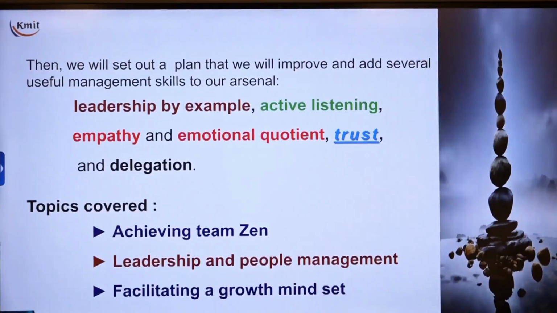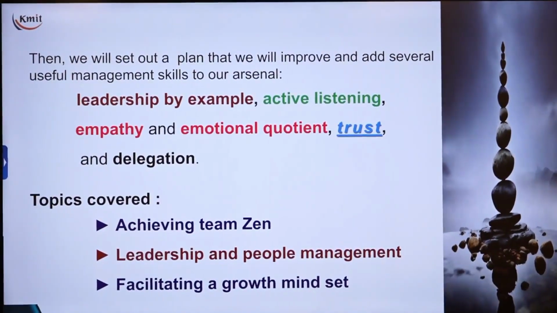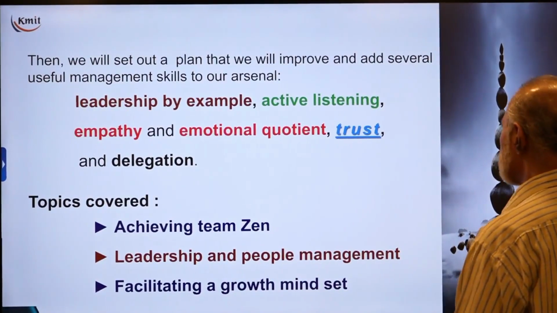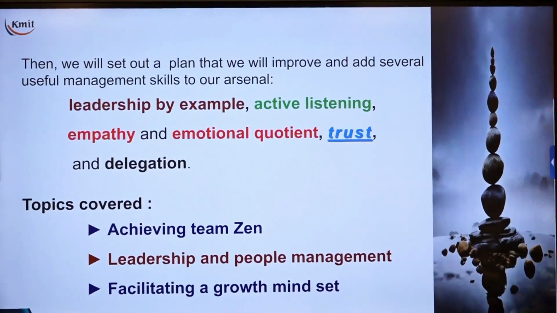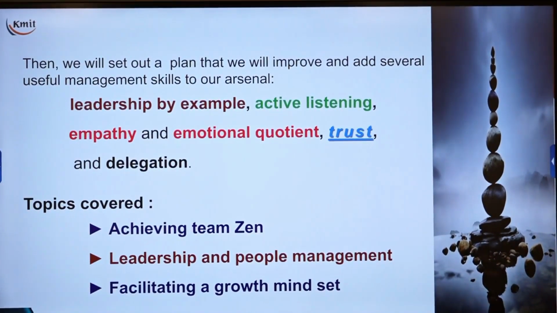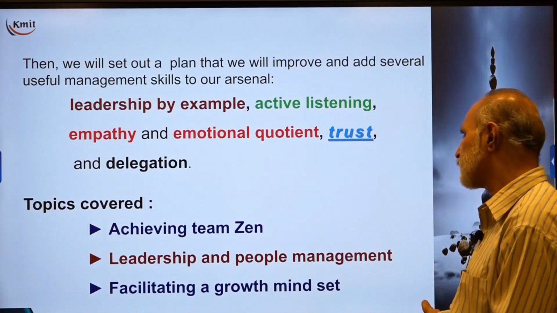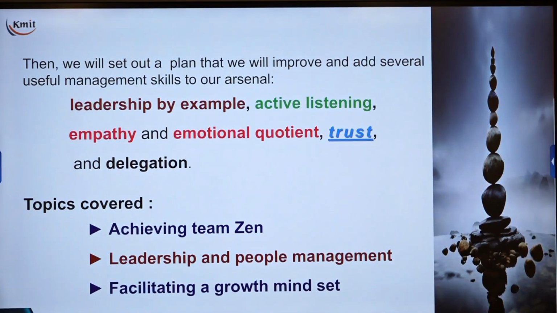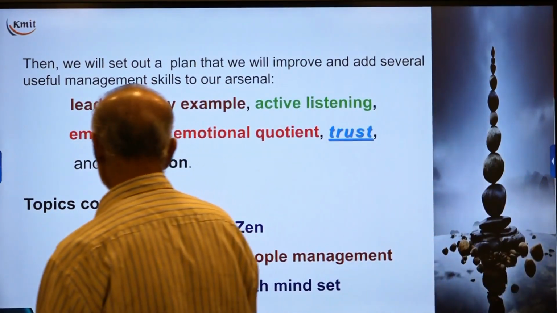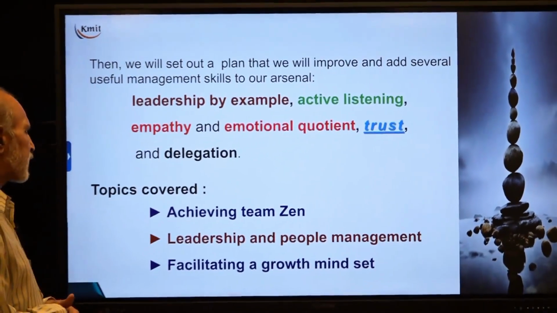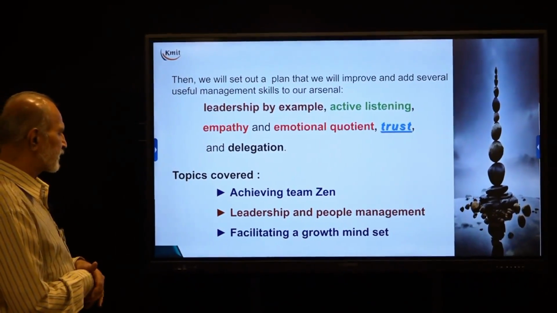Let us see what we do in team building. We will set out a plan that will improve and add several useful management skills to our pocket. Number one, leadership by example. Number two, active listening. Next is empathy and emotional quotient. Next is trust, and finally the delegation of the work. So these are some buzzwords for a team builder. We will see one by one: leadership by example, active listening, empathy and emotional quotient, trust and delegation.